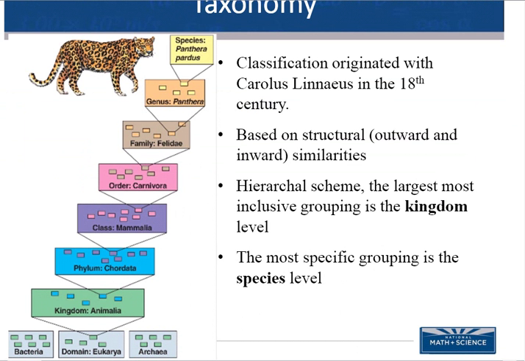Linnaeus used the scheme you see on the left. With the exception of the very bottom, he did not have these domains down here. His broadest category was the kingdom, and the example we're looking at here is a panther. The panther belongs to the species Panthera pardus, which just means the specific type of cat that is this spotted panther you see in the picture.